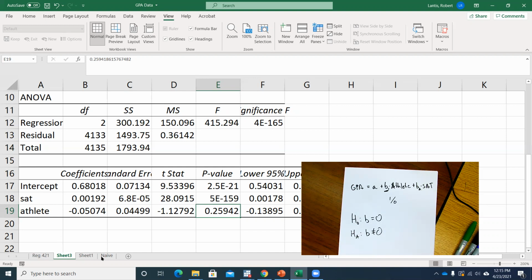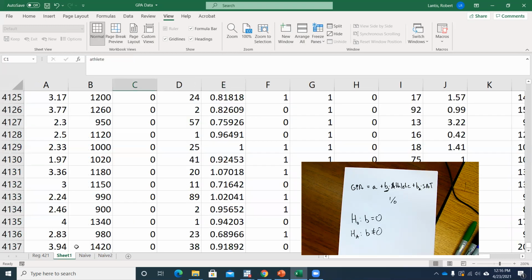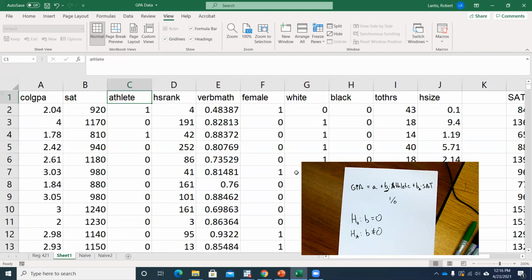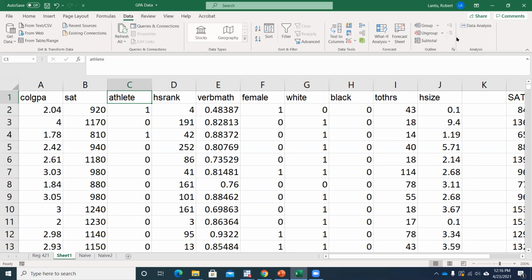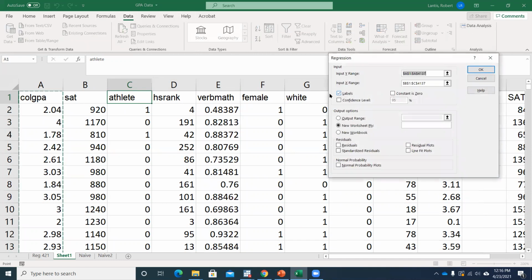But if I go back, and we'll call it this one, naive 2, right? Well, if I go back and I look at my data, I'm like, well, man, yeah, I can control for the SAT score, but I got a lot of other information that probably helps me predict GPAs as well. I've got their scores on some verbal math tests. I've got their rank in high school. I've got some demographic information. So what I'm going to do is what we sometimes call throwing the kitchen sink at it, right?